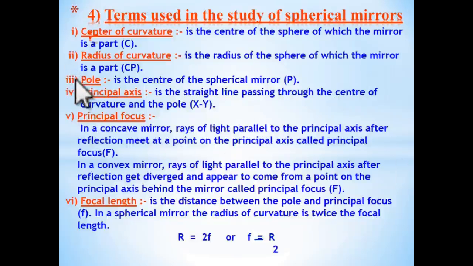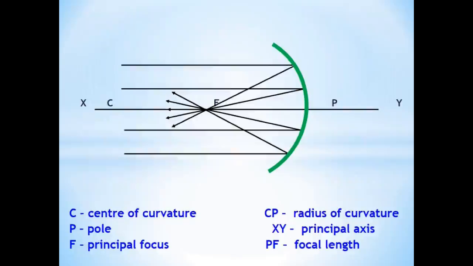The third one is pole. So this point is called pole. The center of the mirror is called pole. This is called pole, we can say.